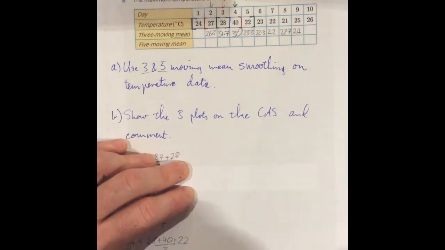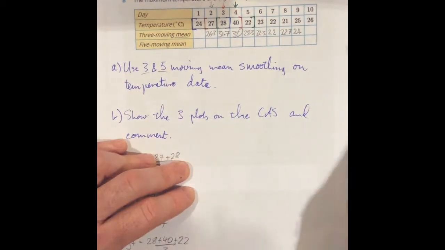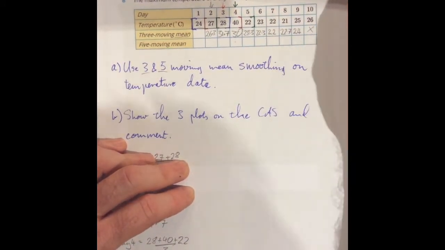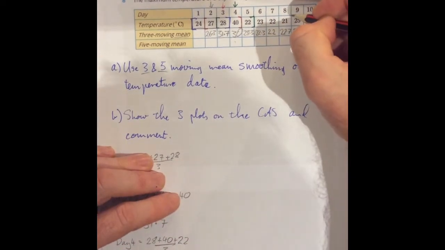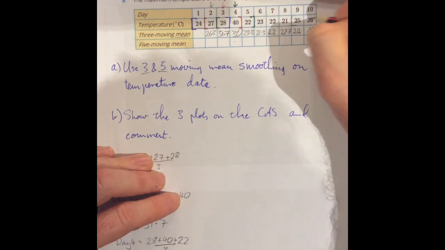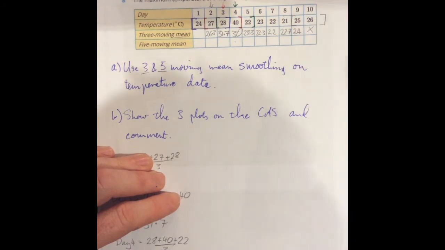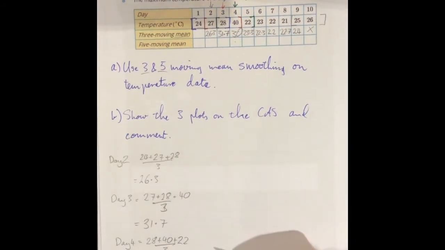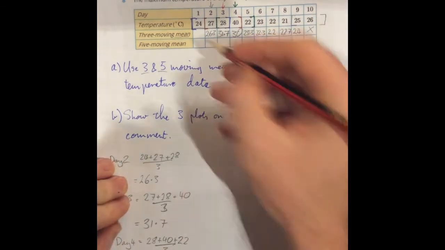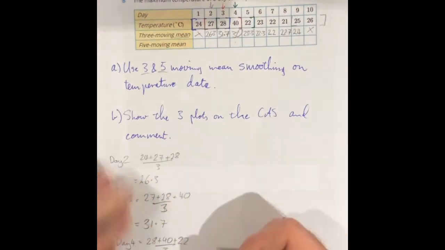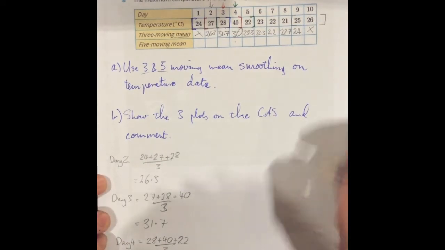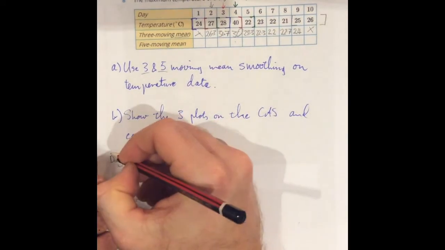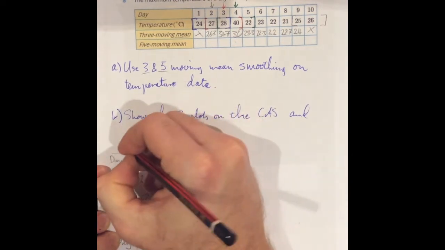Okay. Now we can't fill in either of these end two, because if we look at it we need 3 numbers to smooth this, we've got 25, 26, but there's no value for day 11, so we can't do day 10 and day 1 likewise. Okay, so that's our 3 moving mean.